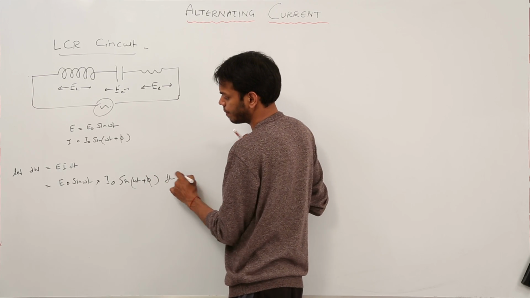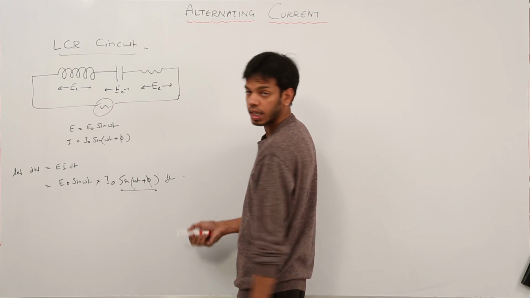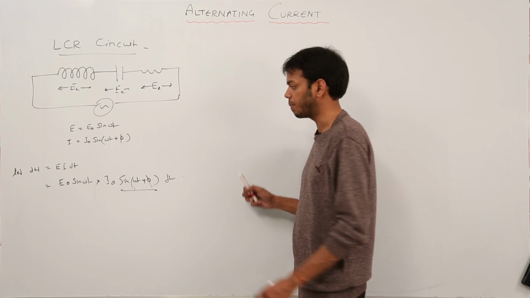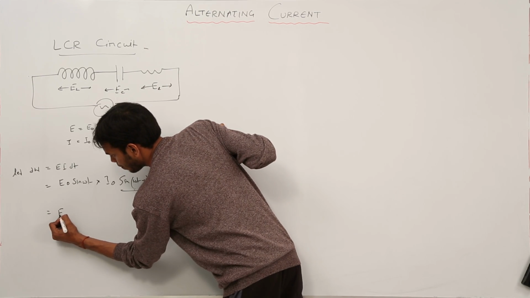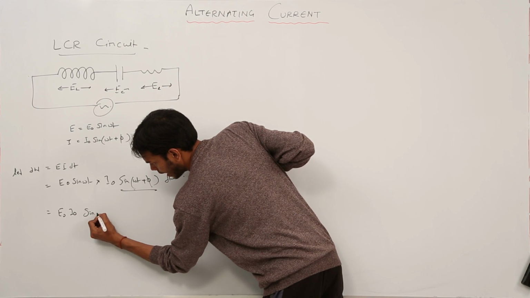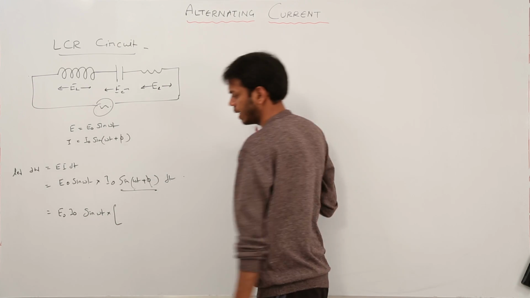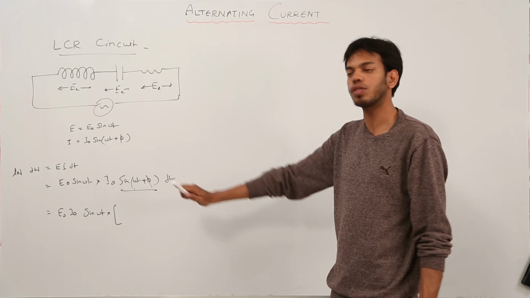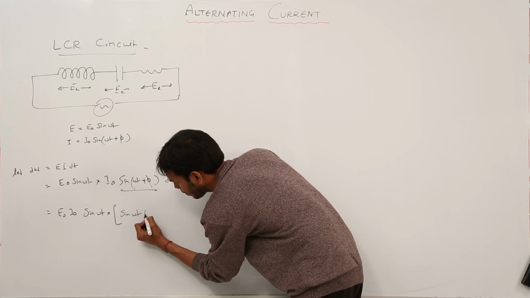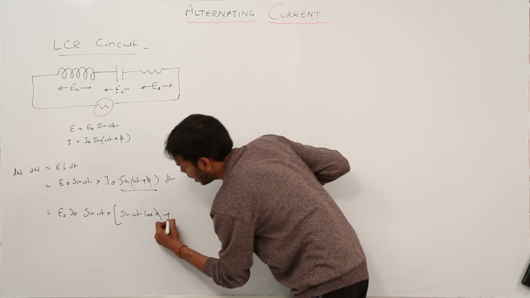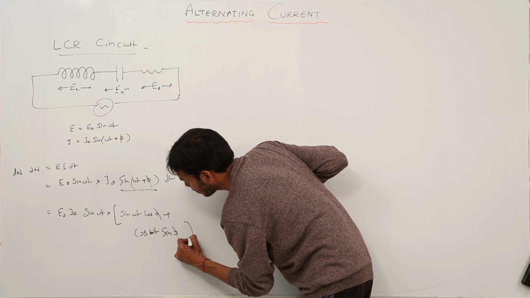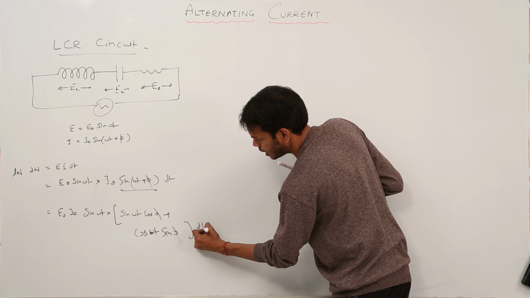And then dt. For this part, apply the formula of sin A plus B. What is sin A plus B? Sin A cos B plus cos A sin B. See, this is how it will be. E naught and I naught into sin omega t into this part is undergoing that transformation. Sin A plus B is sin A cos B plus cos A sin B. Alright, and later on dt.